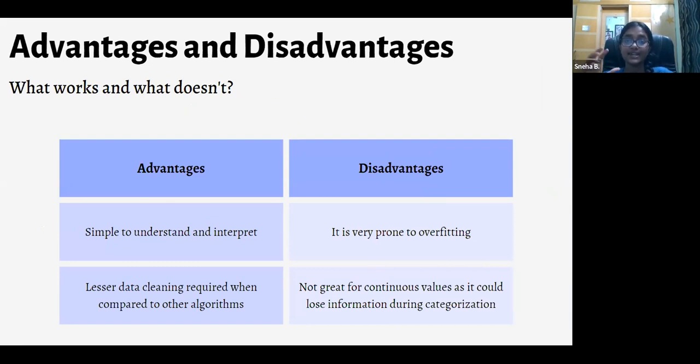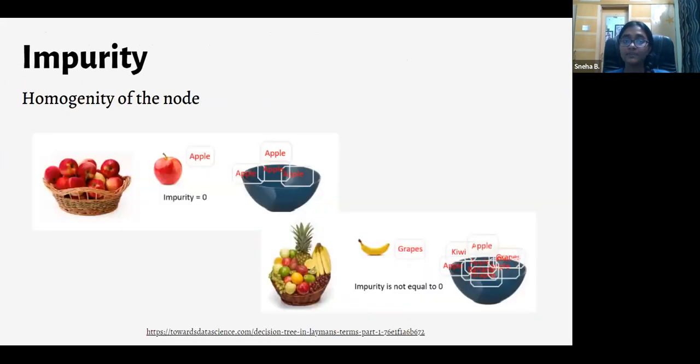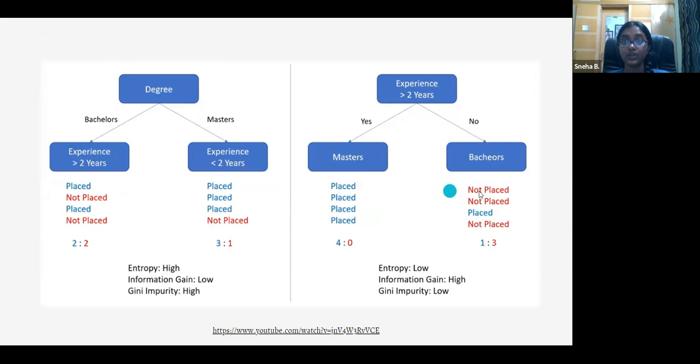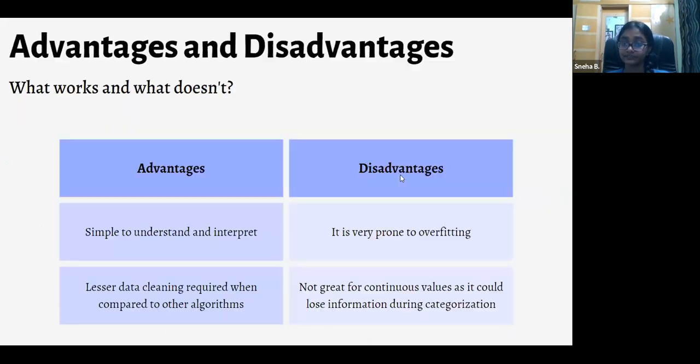Now, the disadvantage is that it's very prone to overfitting. More of this will be explained in random forest, because random forest is a way that will help you remove the overfitting. So why can it overfit? Because you have all this data and you simply have one decision tree that will give you the output. That is why it is very prone to overfitting. It's very easy for a decision tree to go into overfitting mode.